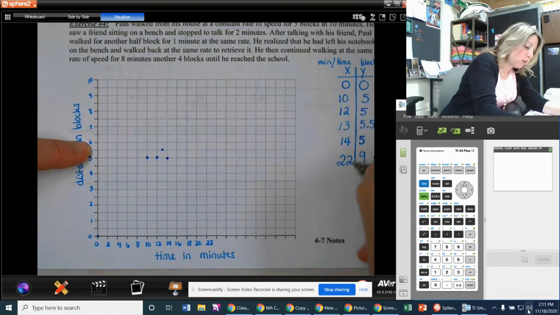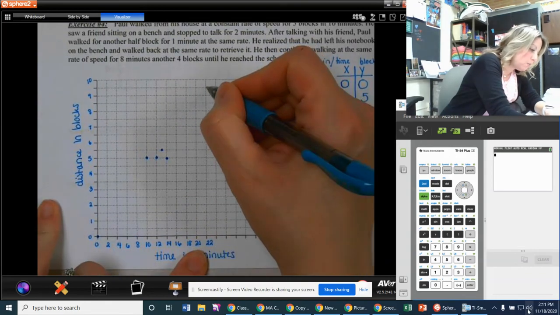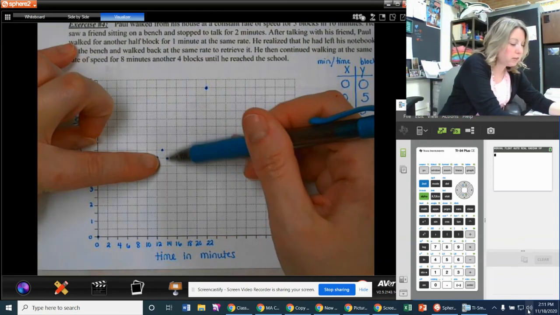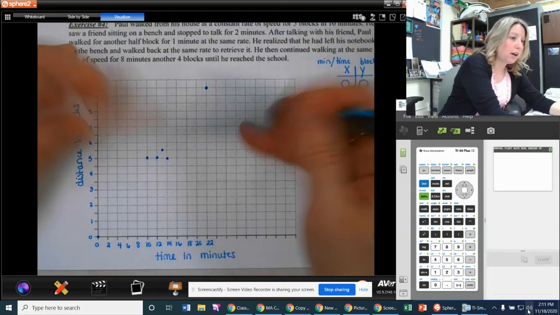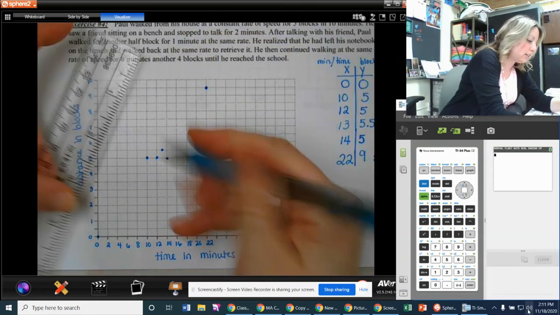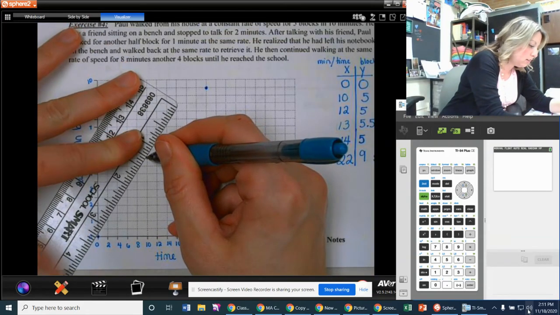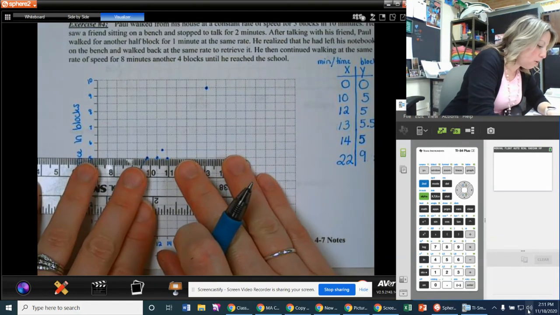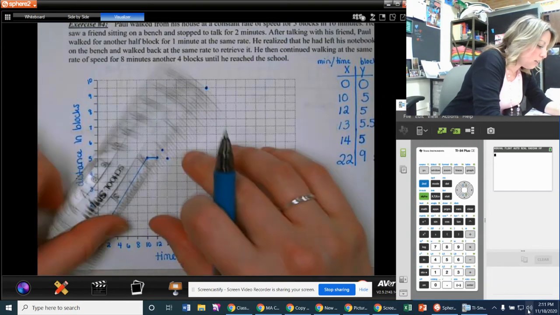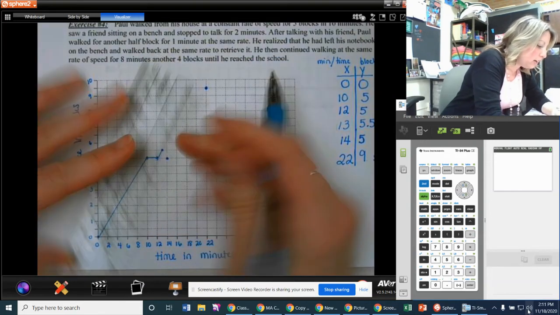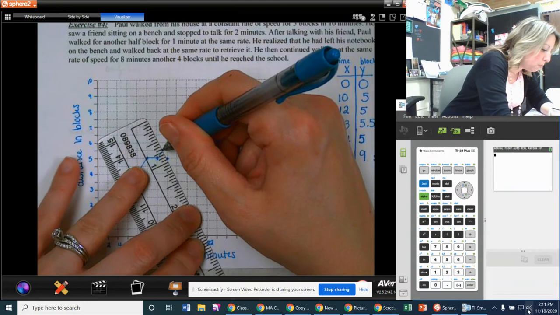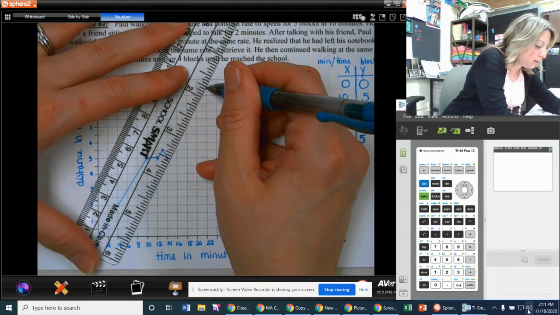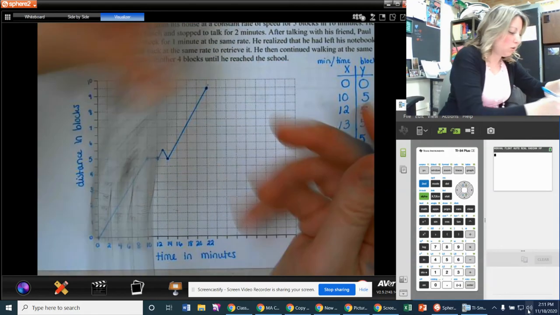Then it's from 14, he goes to 22 and 9 because it's 9 total blocks from the school. But see, this half plus half is a whole block. That's why 9 plus 1 is 10 total blocks that he walked because he started and had to stop. So the reason that I did the table and kind of took my notes the way that I did was so that when I do this, I can actually just be plotting points to get all my little pieces of Paul's story on here. And of course, the last thing I'm going to do is label this.